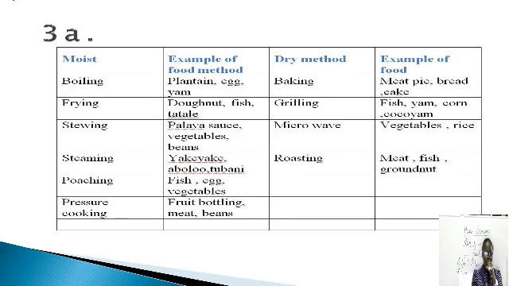Beans. You know that beans take a lot of time to cook. We can boil beans under the boiling method, but under the pressure cooking, we can also use it for beans to speed up the cooking hours in boiling or cooking the beans. So these are some of the methods of cooking food under the wet or moist method of cooking food.